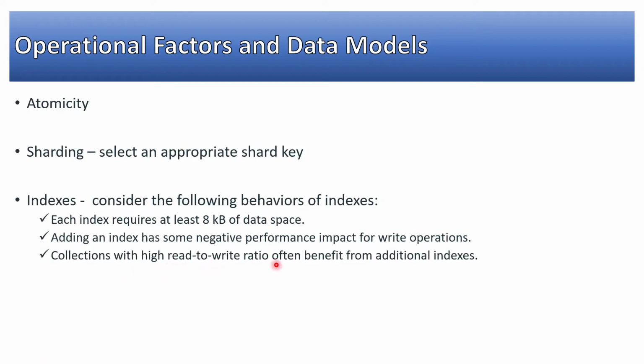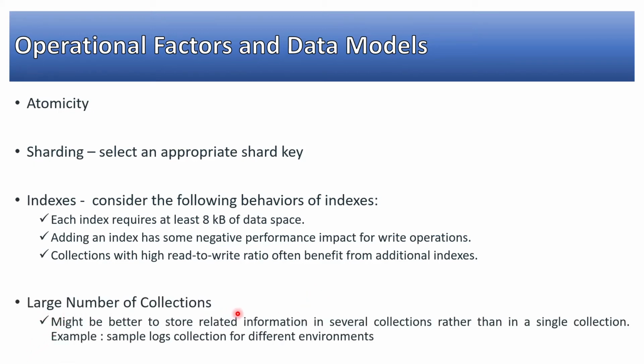Collections with a high read-to-write ratio often benefit from additional indexes, right? Where reads are heavy, there we benefit from additional indexes. A large number of collections is also an operational factor. We could be storing all the data in one collection, but eventually it may help to have multiple collections to store the same data. Maybe one example could be a logs collection, with different logs collections for different environments.